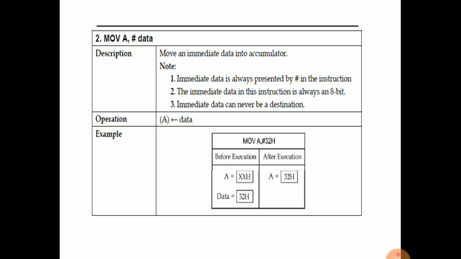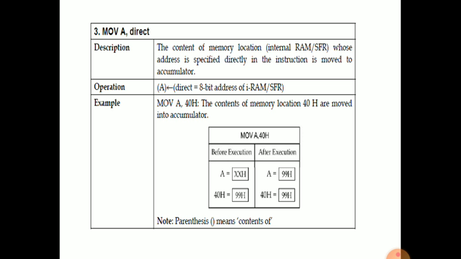So this is another type of data transfer instruction. Now moving on to the third instruction in this data transfer group, that is MOV A, direct. If you remember in the addressing modes topic, direct means direct addressing.